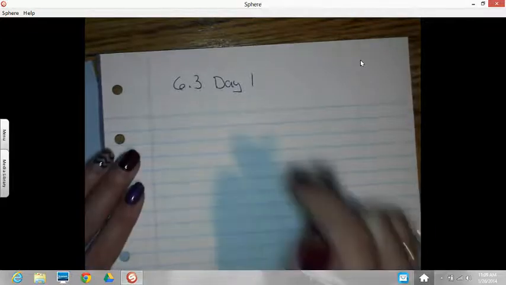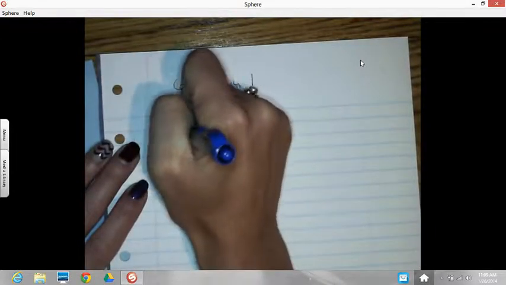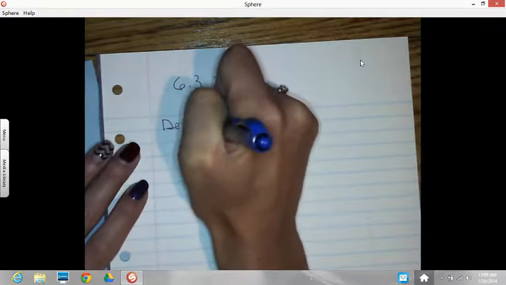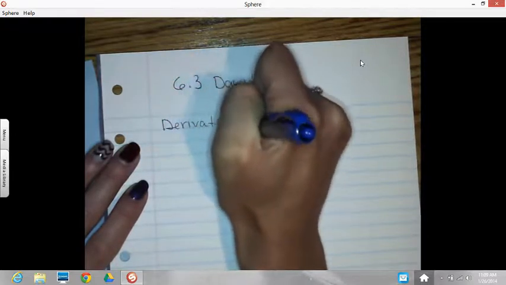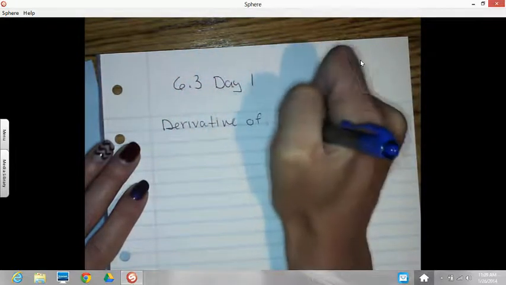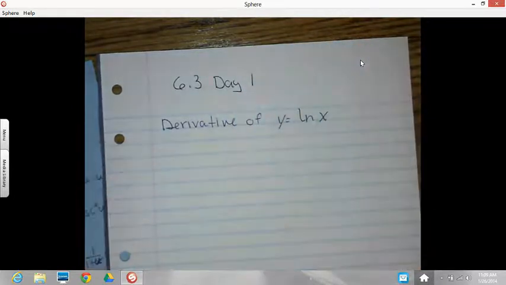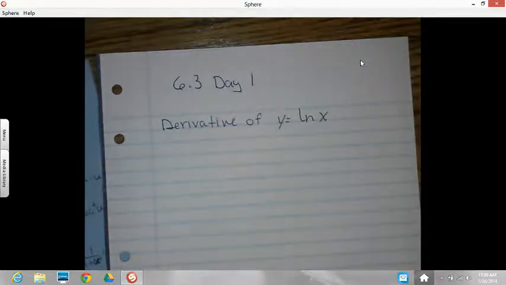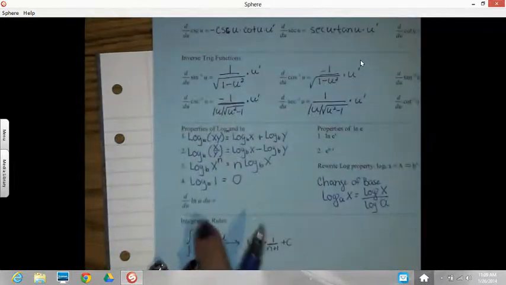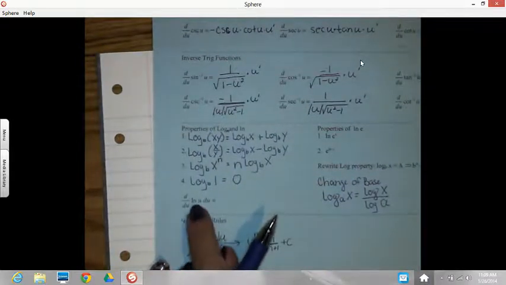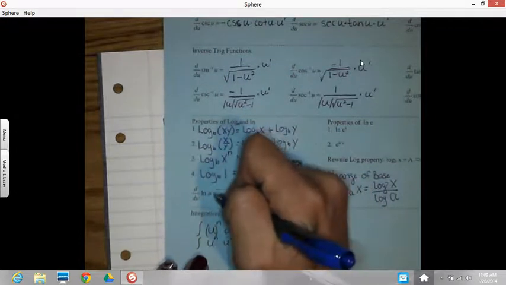Alright, we're going to do the derivative of the natural log function, y equals natural log of x. On your blue sheet, I'm going to give you the rule. Let's write down here, it says the derivative of the natural log of u. This du does not belong here. I was thinking integral. That should not be there.